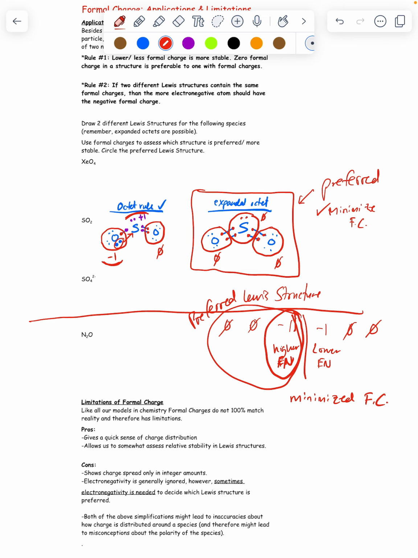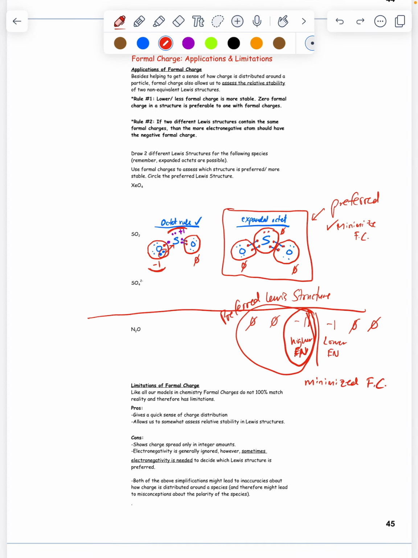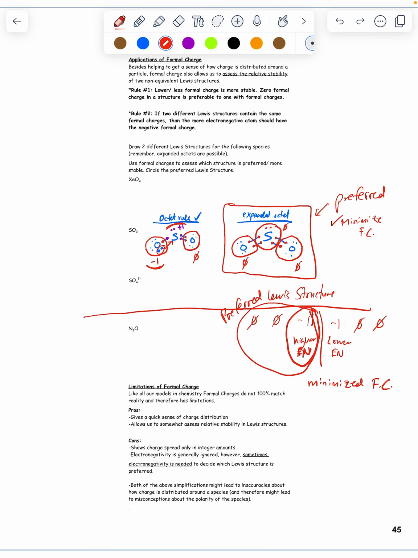Now, obviously, that's a little silly because formal charge by its nature ignores electronegativity, but sometimes formal charge doesn't help us enough. And in that case, we're able to look at electronegativity to decide which structure is best. So formal charge is just a way of looking at how charge is spread out within a covalently bonded structure. It ignores electronegativity, and it can help us decide which Lewis structures are more stable and more preferred by trying to minimize formal charges within a structure.